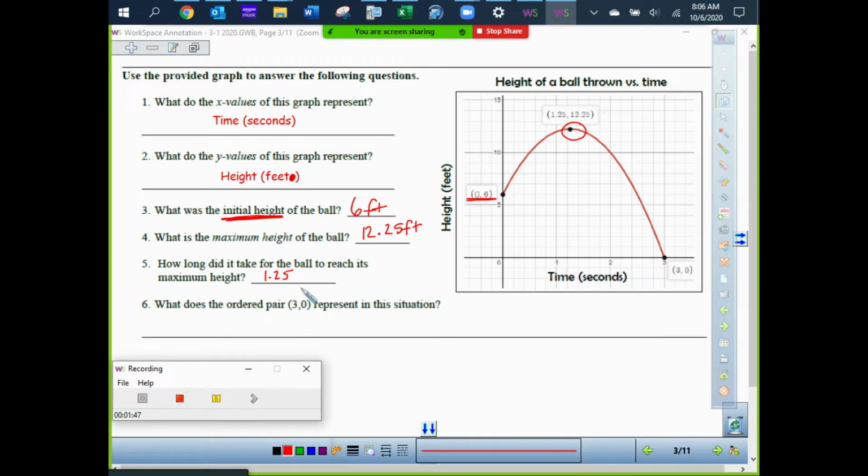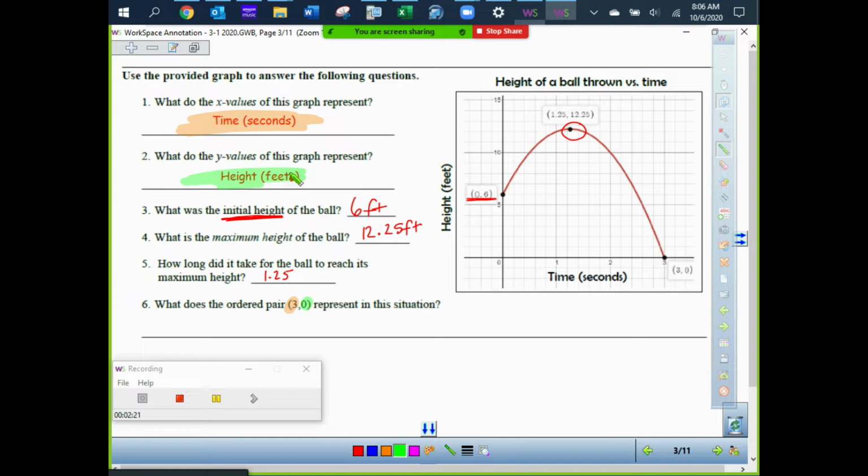3, 0. What does x stand for? X doesn't stand for 3 seconds. What does x stand for? Time in seconds. What does this 3 in the x value stand for then? 3 what? And then what does 0 mean? It does stand for a height of 0, but we won't say that.